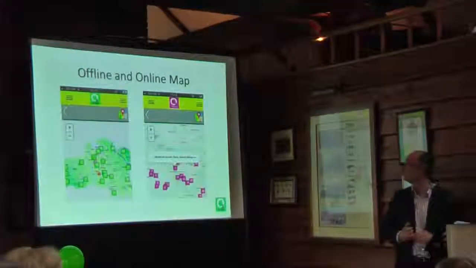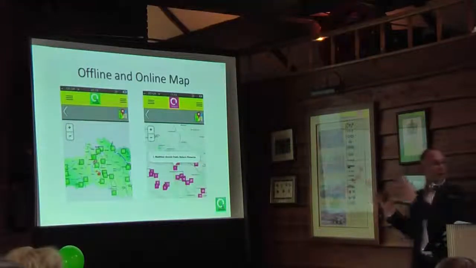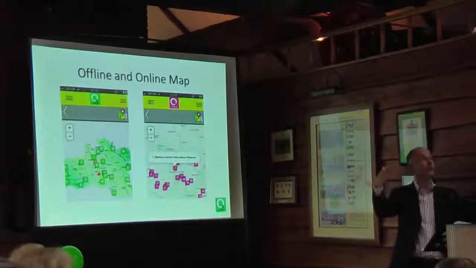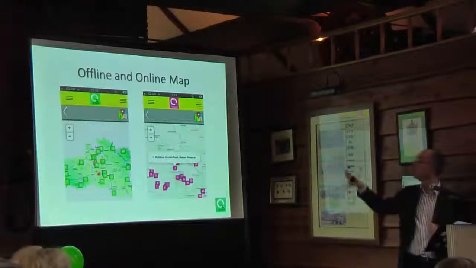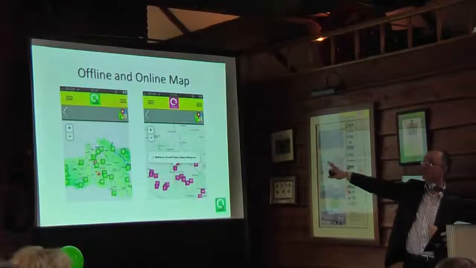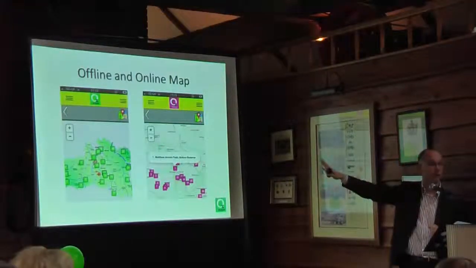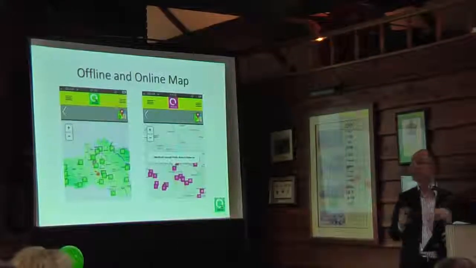If you have signal, we go one better. Now when you press on the map button, the app itself tests whether you've got signal. So if you have signal, it will open initially the online map. If you haven't got signal, it will default to the offline map. So you're never stuck as a user.